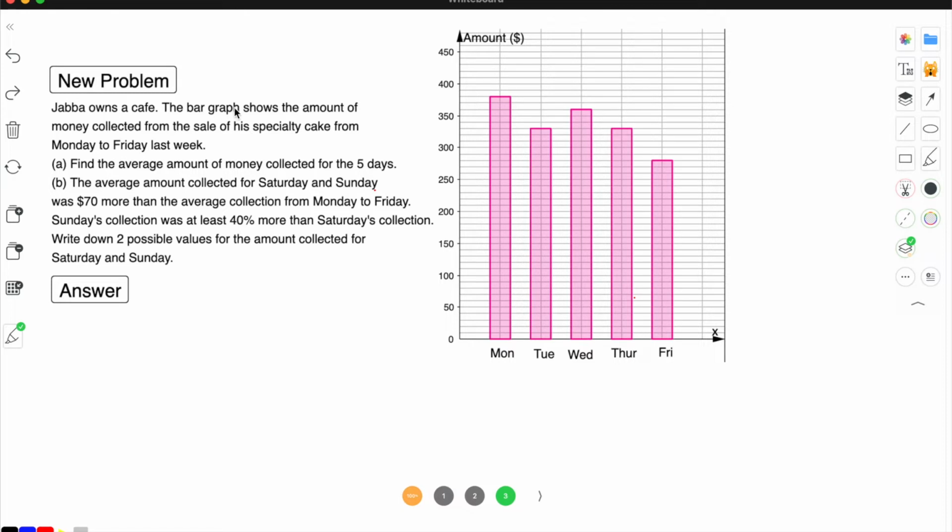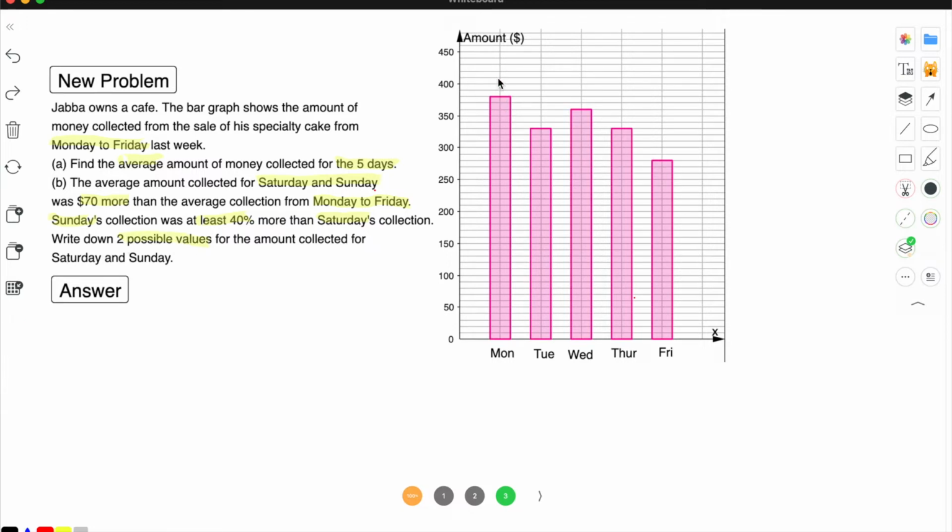Jabba owns a cafe. The bar graph shows the amount of money collected from the sale of his specialty cake from Monday to Friday last week. Part A, find the average amount of money collected over the 5 days. And part B, the average amount collected for Saturday and Sunday was $70 more than the average collected from Monday to Friday. And then Sunday's collection was at least 40% more than Saturday. So Sunday is more than Saturday. Write down two possible values for the amount collected for Saturday and Sunday.